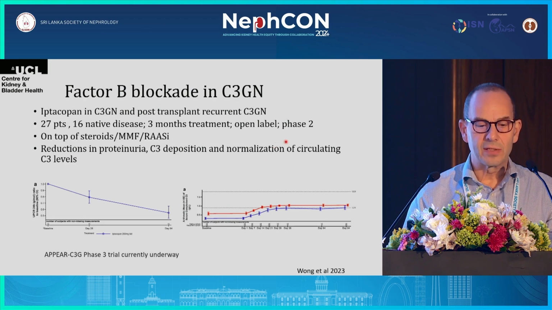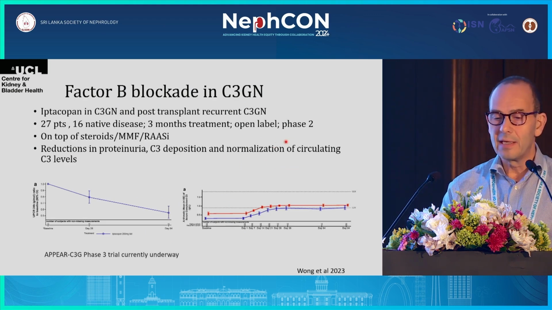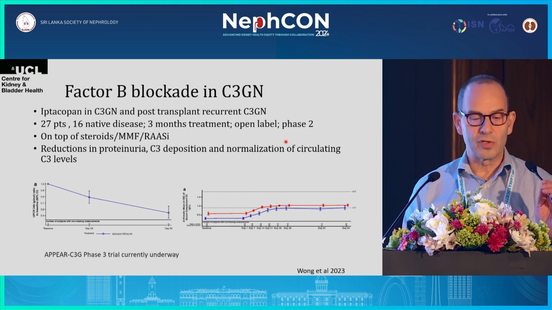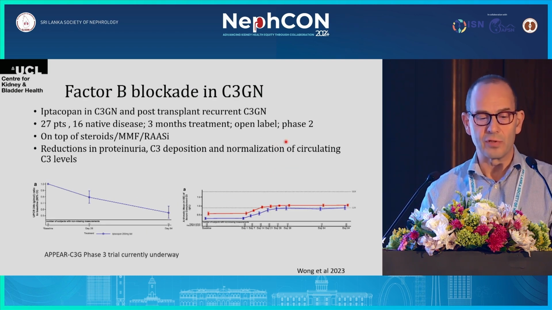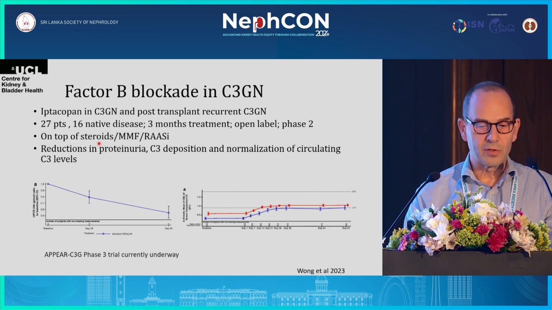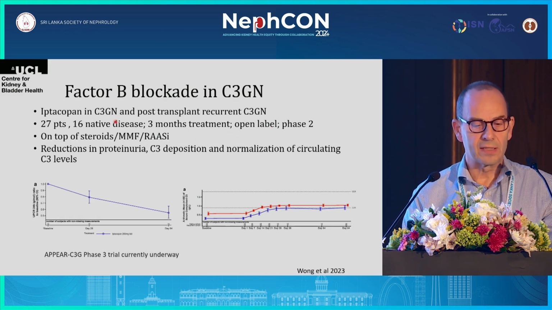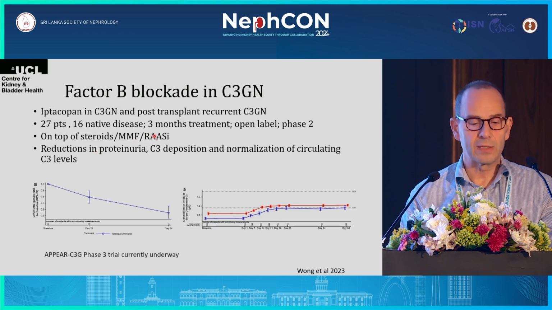Factor B, so this is a drug called iptacopan, has been trialed in C3GN, both in native disease and in post-transplant recurrence of C3GN, small numbers of patients, 3 months of treatment, and then going to a continuation phase. And this was on top of standard of care, which was steroids, MMF, and RAS blockade.